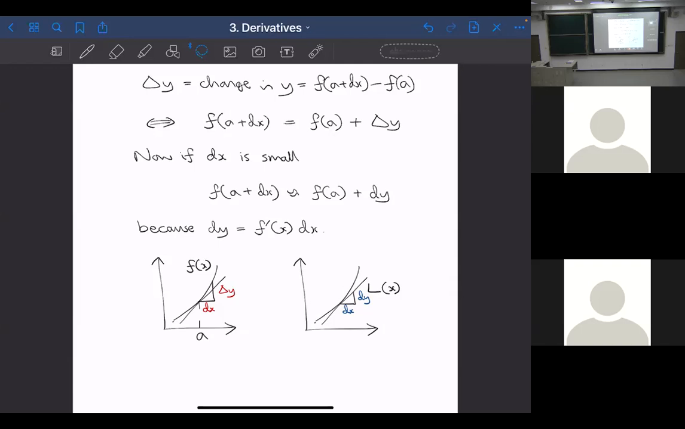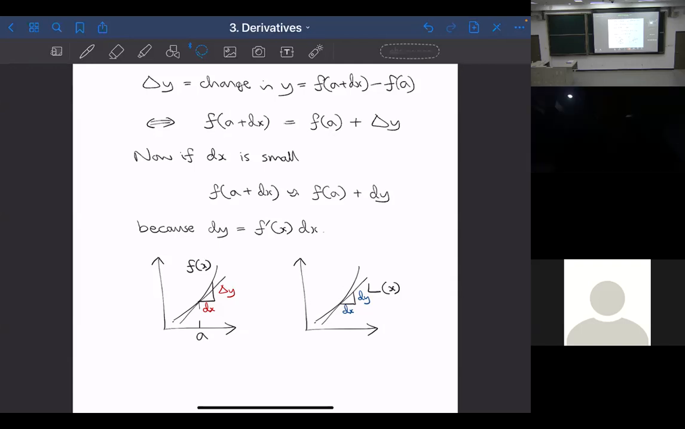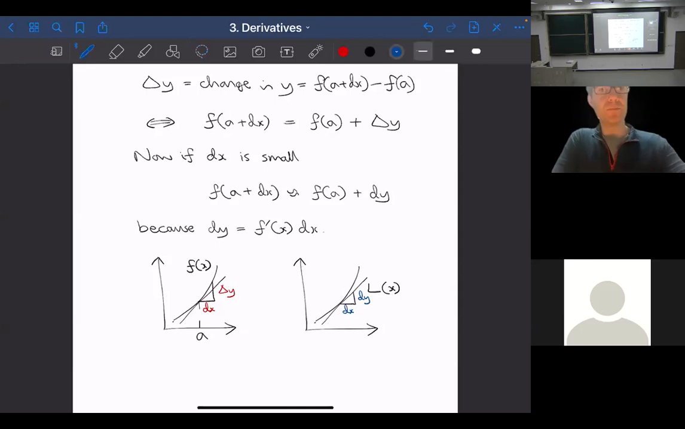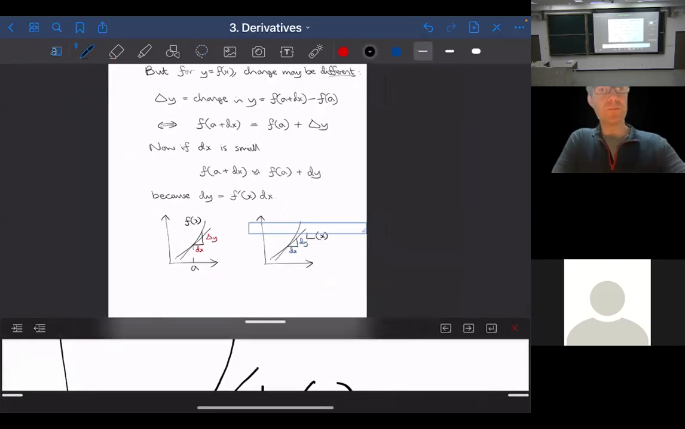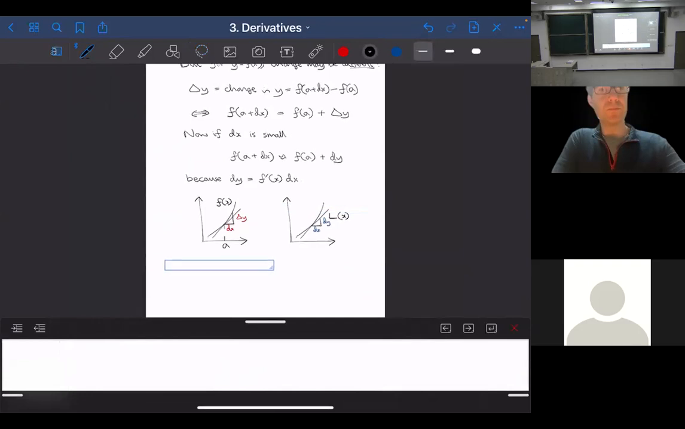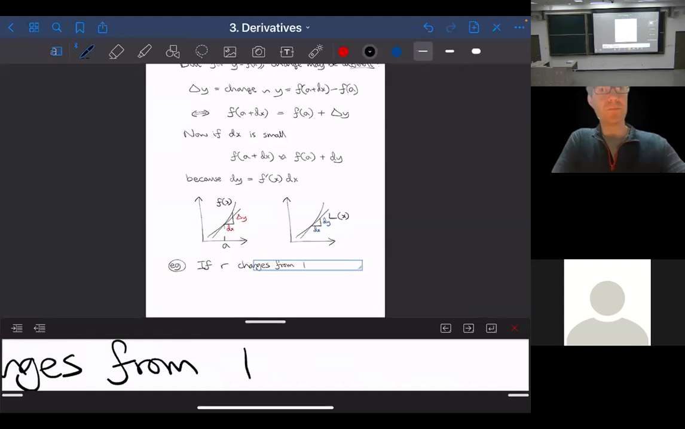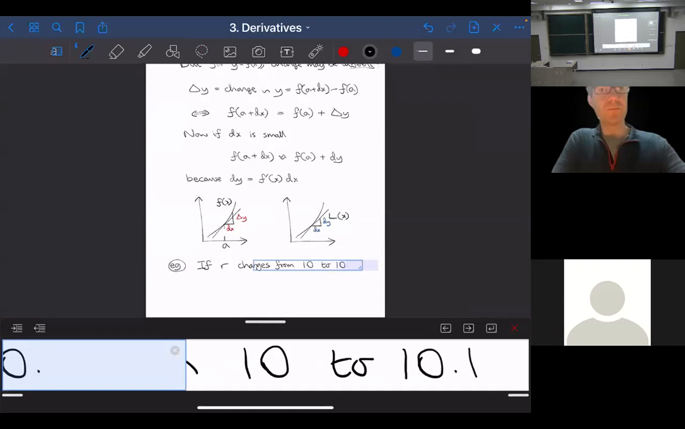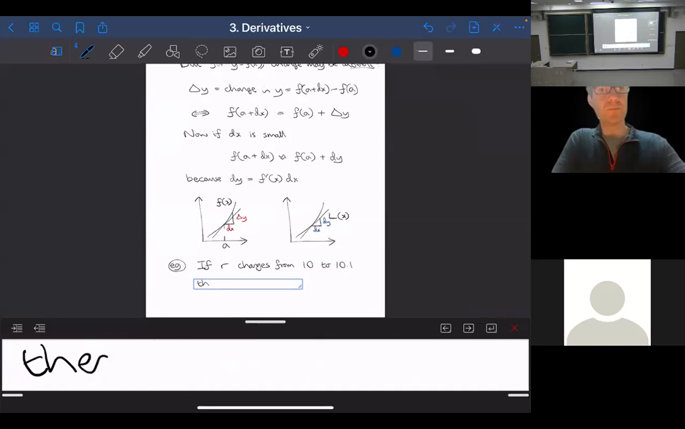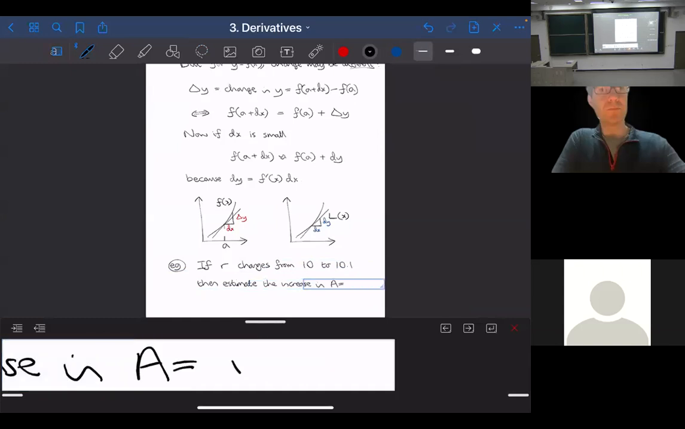Okay, so let's finish with a quick example to see if there are any questions on this. So, for example, if r changes from 10 to 10.1, then estimate the increase in A equals pi r squared.